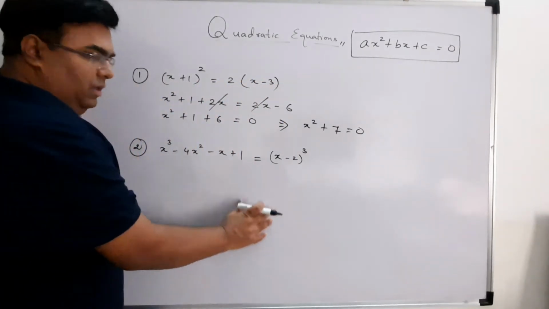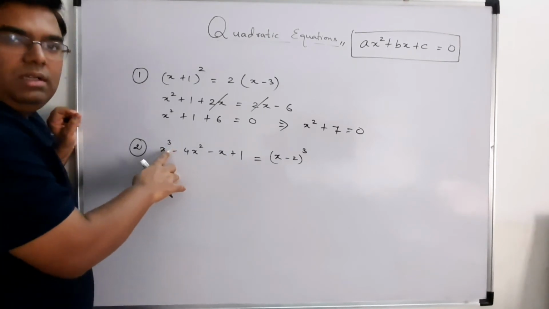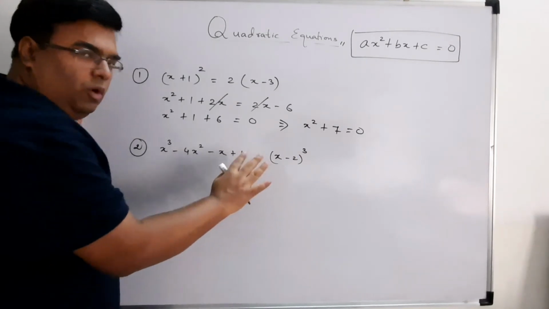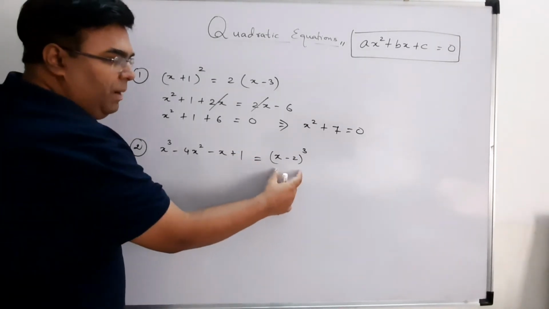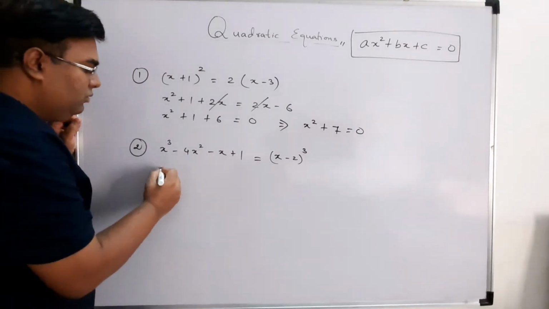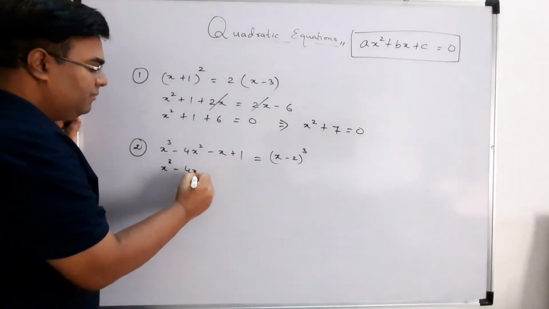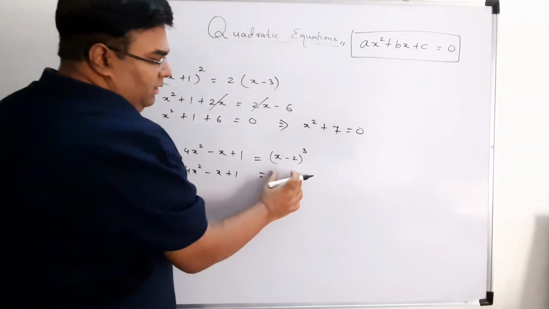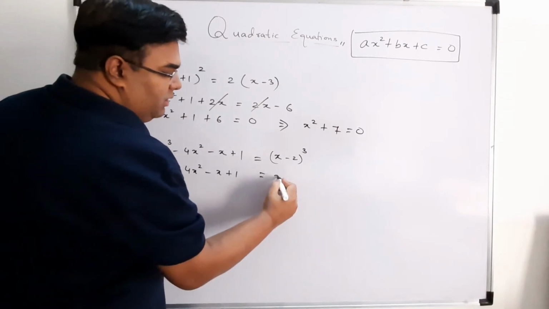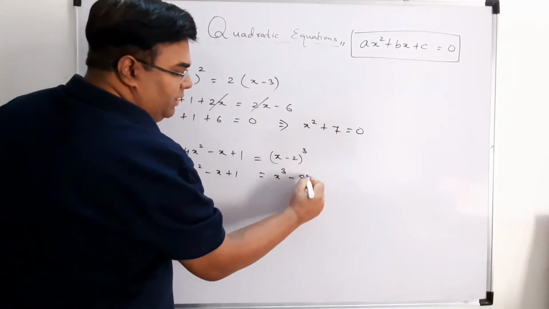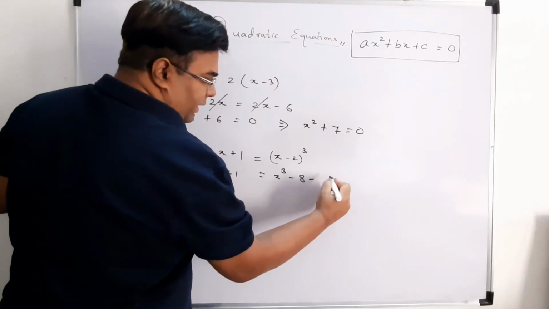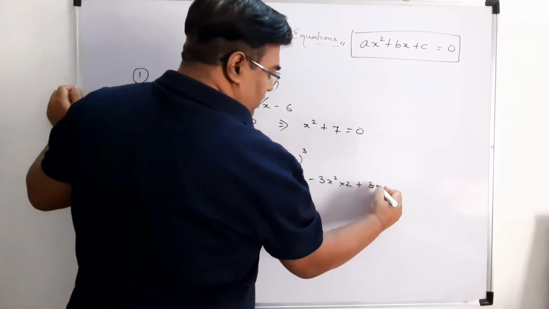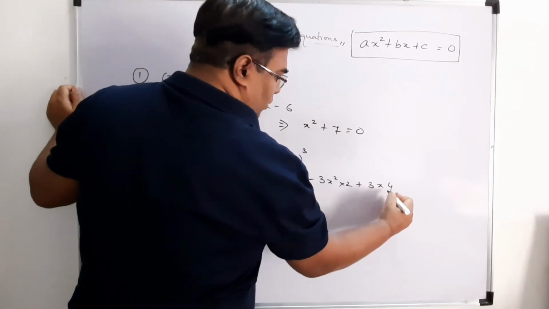Now our next example. Here the highest power is what? 3 here. So we can say that this is not a quadratic equation, but the equation is not complete right now. We need to expand this also. So if you expand here the RHS, what will you get? This is a minus b the whole cube. This is a cube minus b cube minus 3a square b and plus 3a b square.